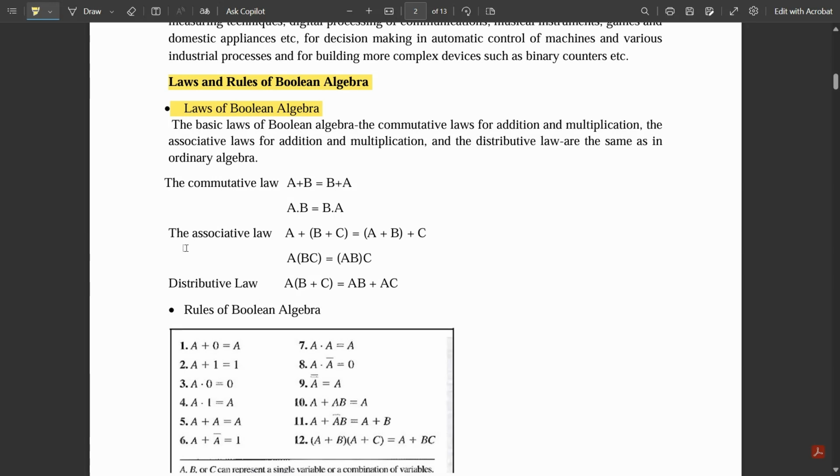Next is the associative law, that is a plus b in bracket plus c is equal to a plus, b plus c in bracket. The same goes for multiplication also: a into bc is equal to a into b, whole into c. Then the distributive law: a into b plus c is equal to ab plus ac. These three laws, commutative, associative and distributive, are not new to you. Just for recalling, I've put it here.